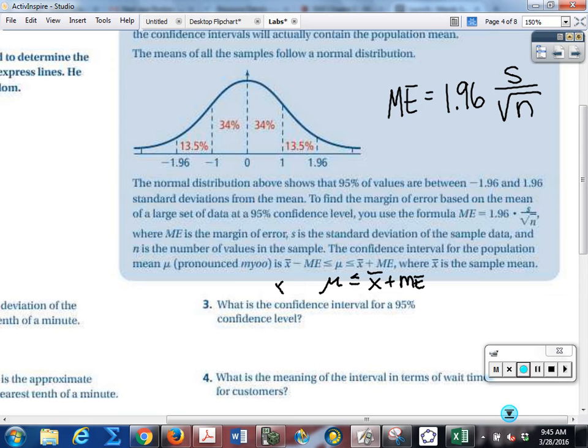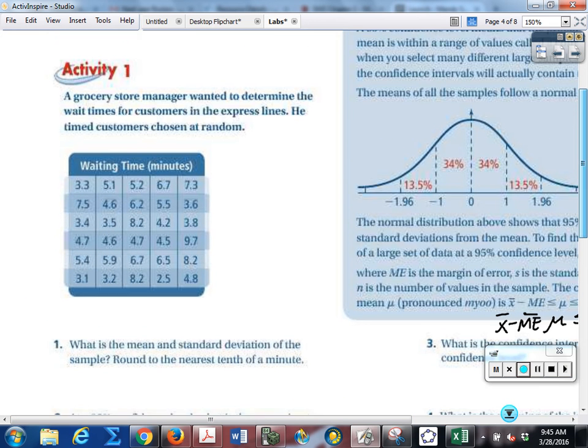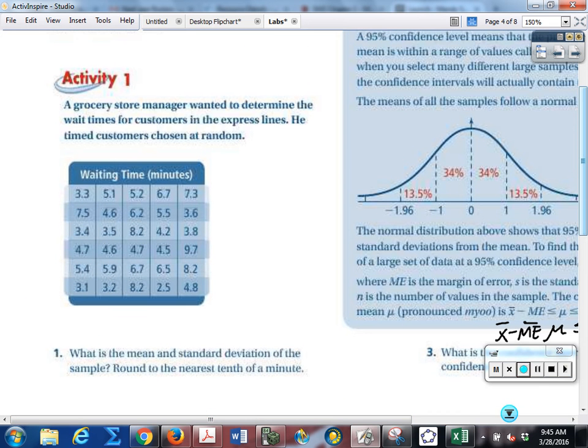So right now is what I need you to do. I need you to put these numbers in because this is the wait time in a grocery store. A manager wanted to determine the wait times for customers in the express lanes. He timed customers chosen at random, and this was their wait time. So in order to find the mean and standard deviation, we've got to do that first. So put this in your calculator.